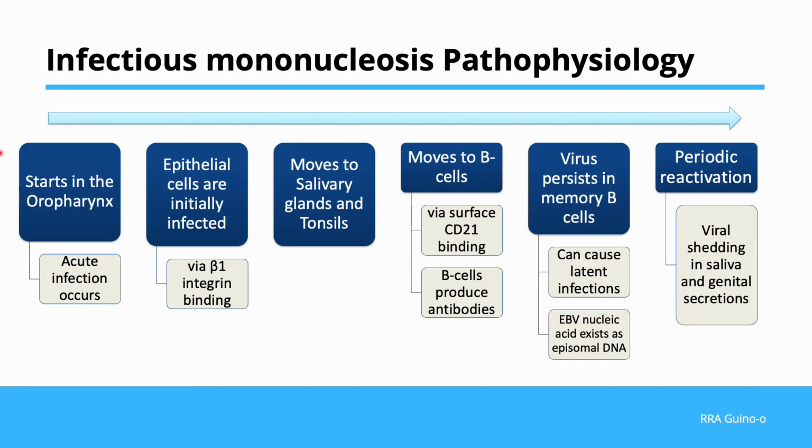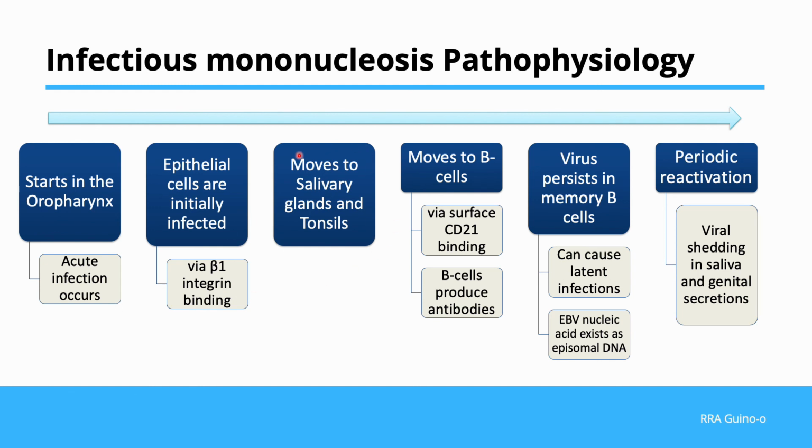In this figure, you can see the pathophysiology of your infectious mononucleosis or IM. So infection or acute infection usually starts in the oropharynx, and the first cells to be infected are your epithelial cells. The virus binds to B1 integrin on these epithelial cell surface, and the epithelial cells phagocytose the virus. Once inside the cell, the virus then begins its life cycle. So it penetrates the nucleus of the cell and forces the cell to create more copies of the virus. Once there are enough copies, the epithelial cells are lysed and the virus infects more cells.